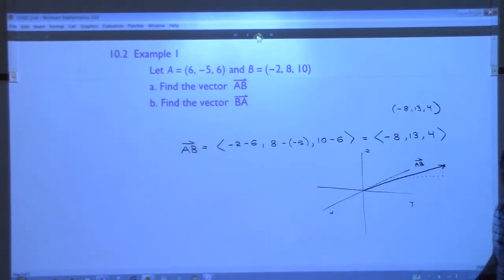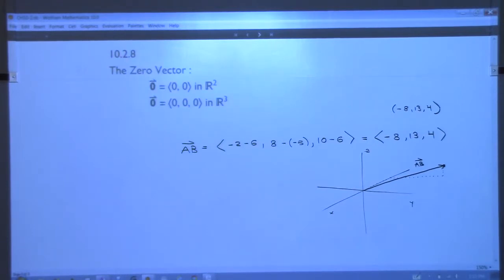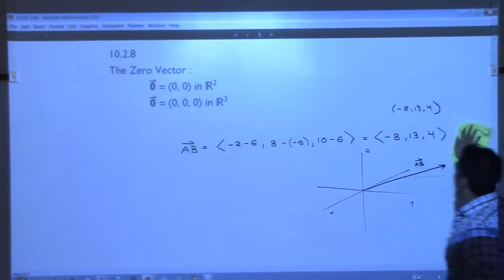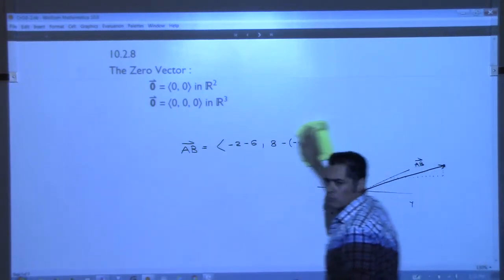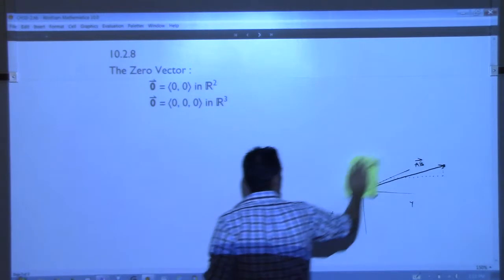All right, we good? All right, so this is just arithmetic in some new notation. That's all it is right now, right? All right, the zero vector. Now the zero vector is somewhat interesting because it is a vector, but it lacks something. What does it lack?